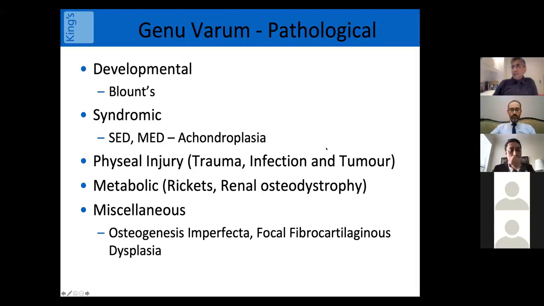Other causes of pathological genu varum: Blount's is definitely the most common. We'll talk a bit more in detail in a minute. There are some syndromes, particularly achondroplasia, MEDs and SEDs. They are rare, but do pop up every now and then. And of course, trauma, infection, and tumor, they're generally unilateral, and the history is obvious. In metabolic problems, rickets results more in valgus rather than varus. Now, there are some rare causes at the bottom.